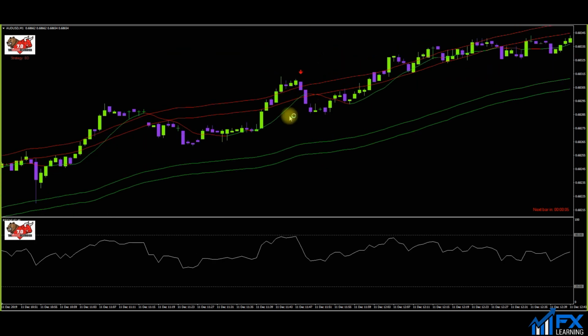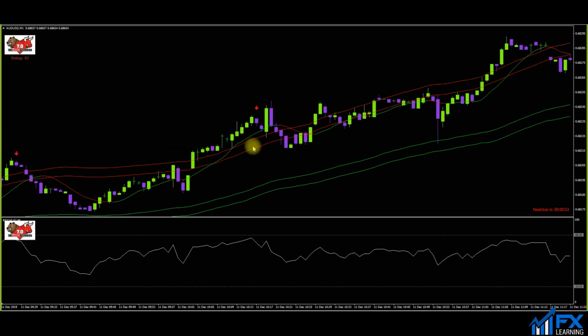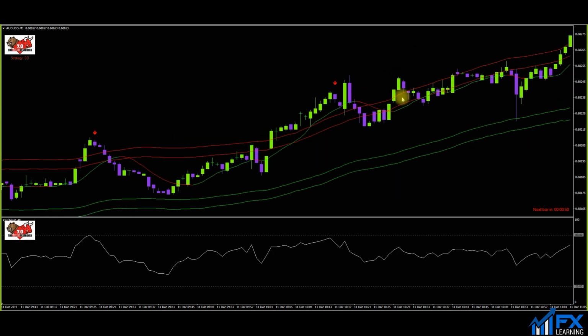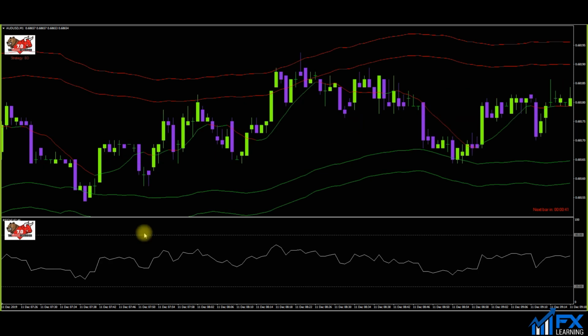You can see here, we had a nice setup here, even though the RSI hadn't turned red. You can see 1 2 3 4 5 would be a nice sell trade there for 5 minute expiry. Another one here, 1 2 3 4 5. Another one here, 1 2 3 4 5. Just remember, all these are against the trend, so just be mindful of that.